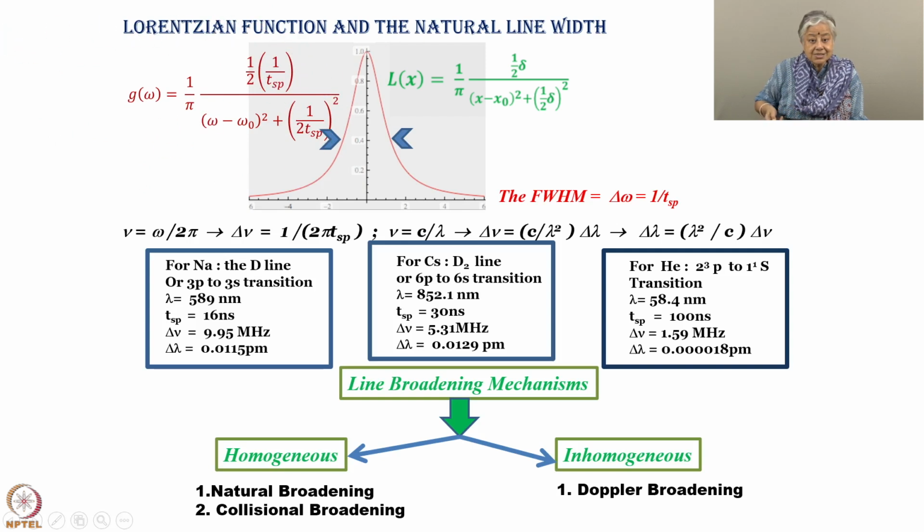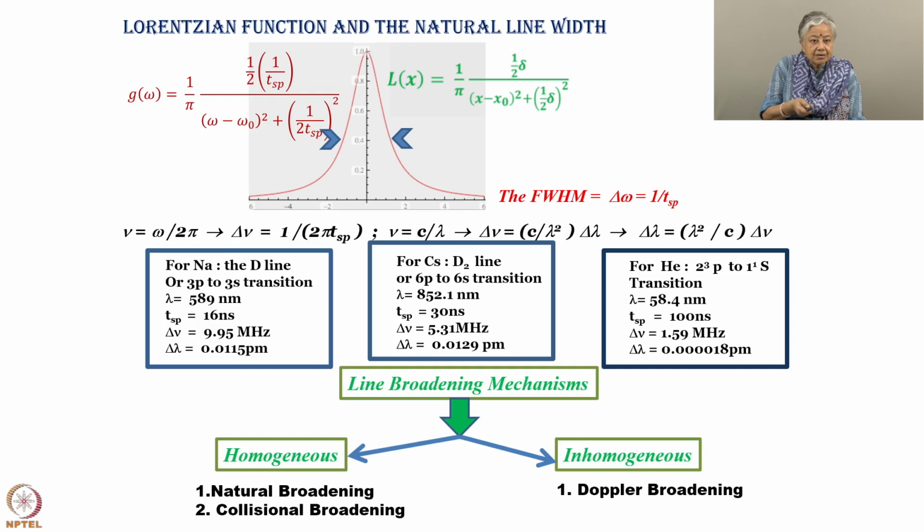On this green side I have just put in the actual Lorentzian function, what a Lorentzian function looks like. Okay. So, if you compare these two, you will see that g omega is also a Lorentzian function, and the line shape looks something like that, which follows this red line, and the full width half maximum is here between these two blue arrows. Okay. This is the line shape function, and that between the blue arrows is the full width half maximum of this line shape function.